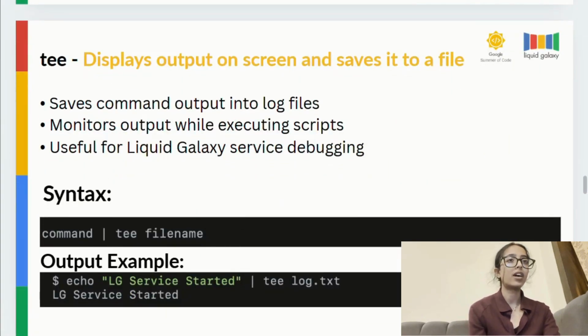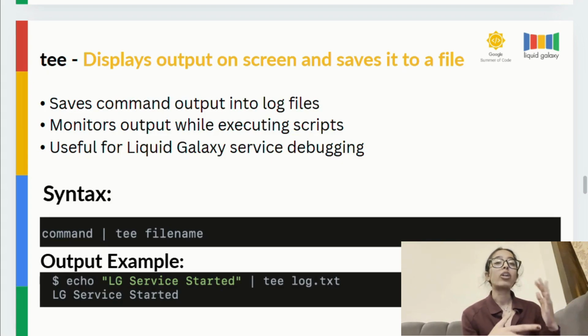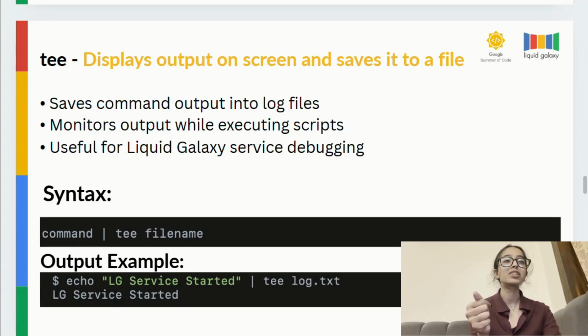Okay, next is our tee. Now sometimes we want to see the output on the screen and also save it to a file. So that's where tee comes in. If you want to see the output of the command and also save it in your file, you can just do it using this command. So let me show you.